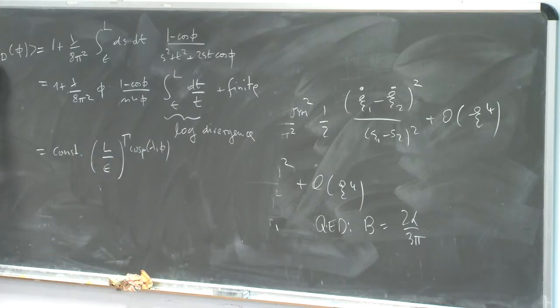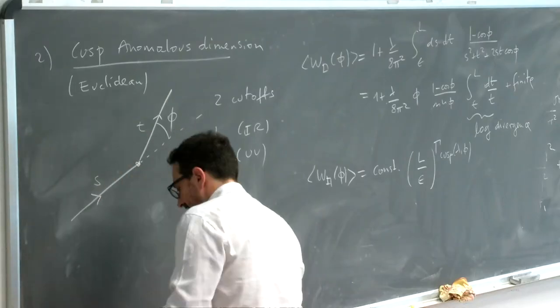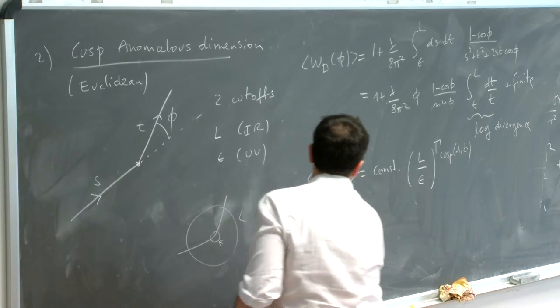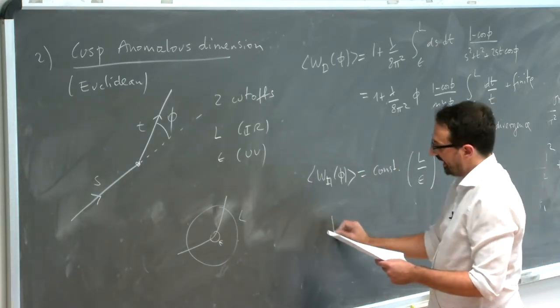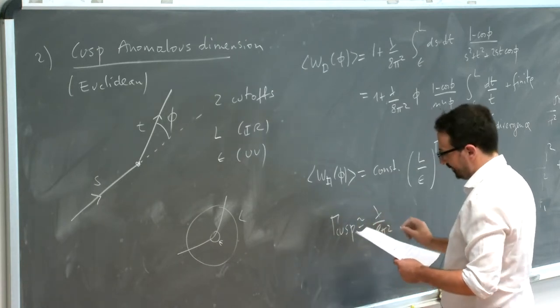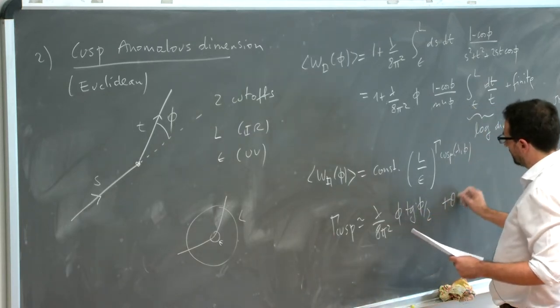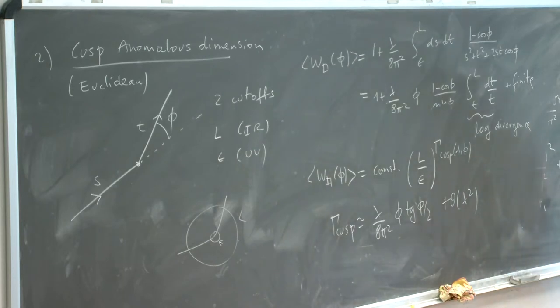Okay, so in general, this Wilson loop, with this cusp, we can write it down like this for any value of lambda. So at weak coupling, it would be this particular expression. In general, we introduce a function of lambda and phi. So we see in particular that at weak coupling, this gamma cusp becomes lambda over 8 pi squared, phi tangent of phi over 2, plus orders lambda squared. So we just computed it.